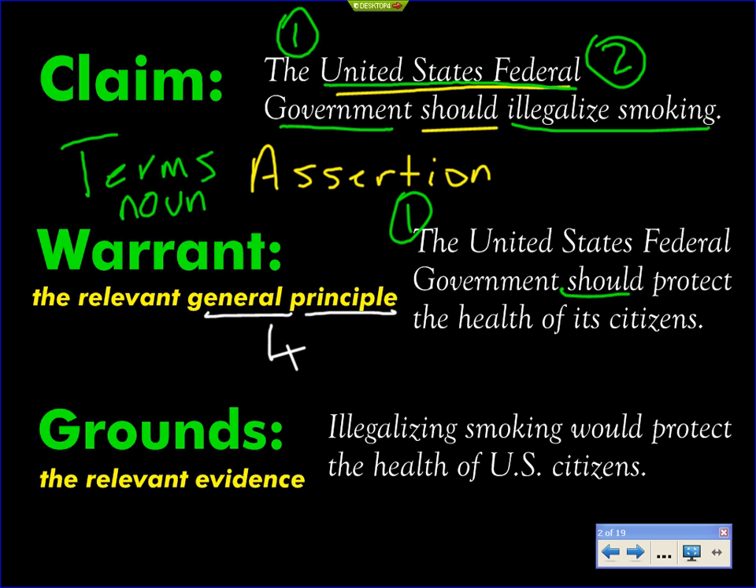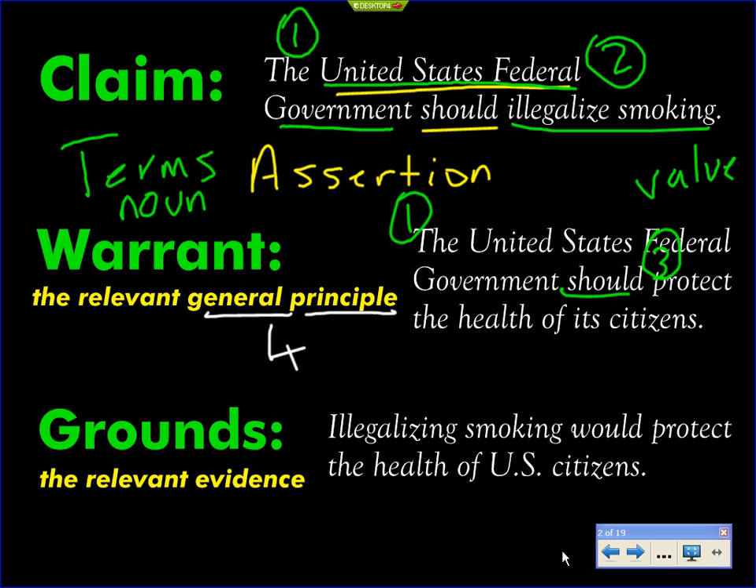Now, there's a third term. A Toulmin model includes three terms. This third term, right here, protecting the health of U.S. citizens, is what we might call our value. The thing we want. What do I want? I want to protect the health of U.S. citizens. That's my motive, that's my value, that's my interest. And I'm saying the U.S. federal government should do that.